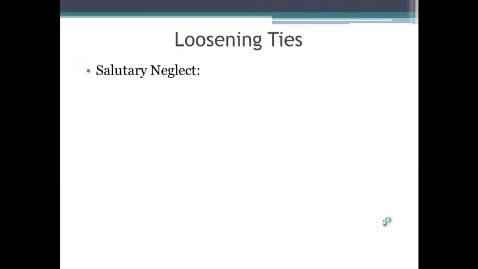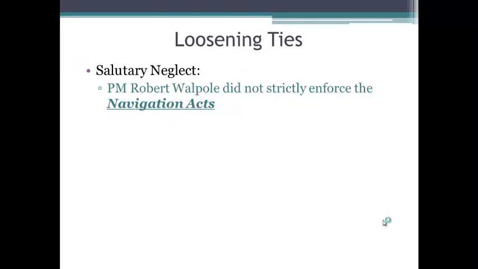All right, we're going to start off talking about an idea called salutary neglect, and this had been around for quite a while regarding the British relations with the colonists. And it is best exemplified by Prime Minister Robert Walpole not enforcing the Navigation Act.